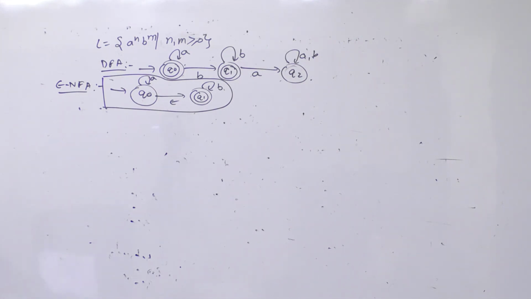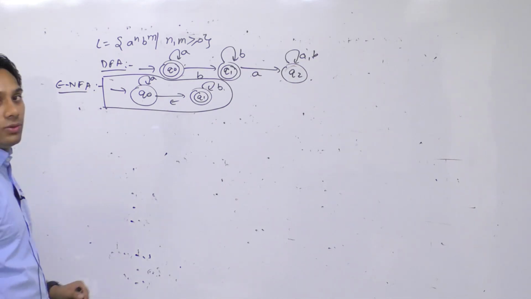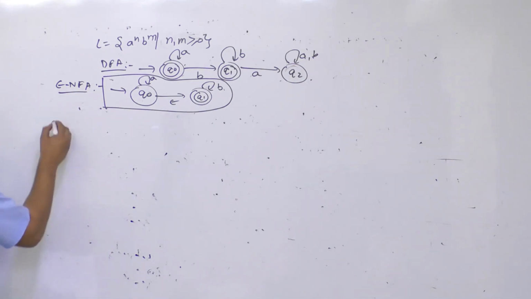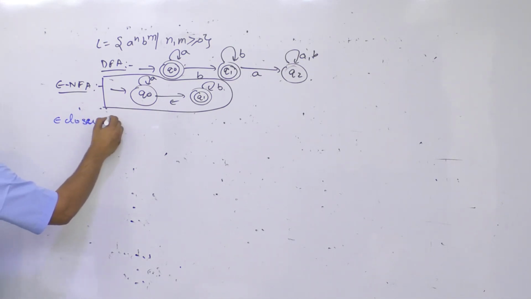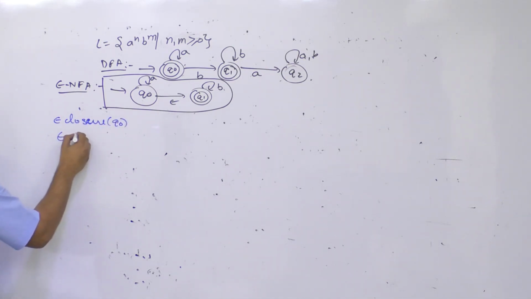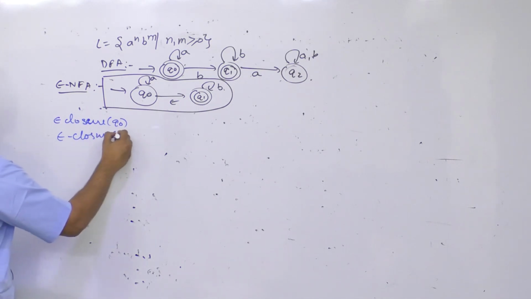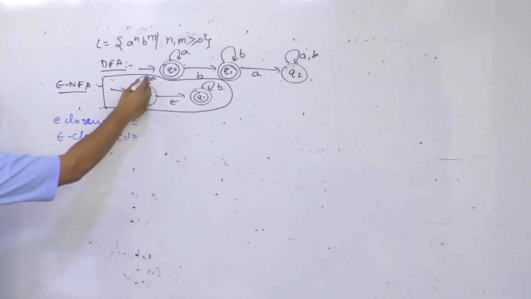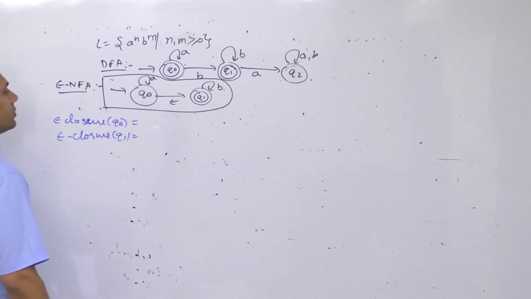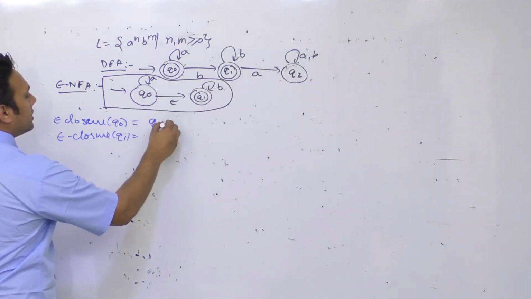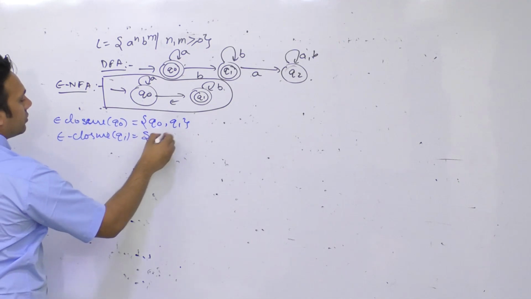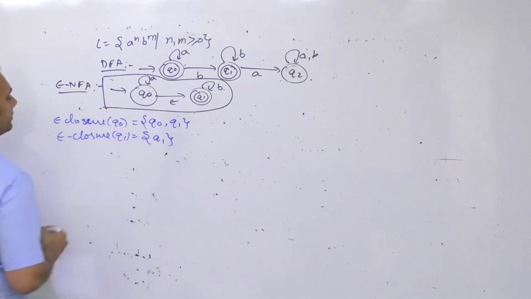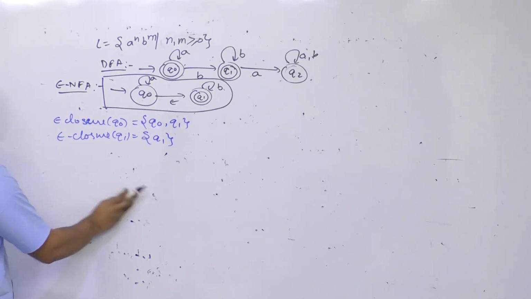Now what we are going to do is convert this epsilon NFA to NFA. So first of all, let us try to identify epsilon closure for the state Q0 as well as epsilon closure for the state Q1. If you take the epsilon closure of Q0, it is going to be Q0 itself as well as Q1, and epsilon closure of Q1 is going to be Q1 only. Okay. Now let us do the procedure, the entire procedure.